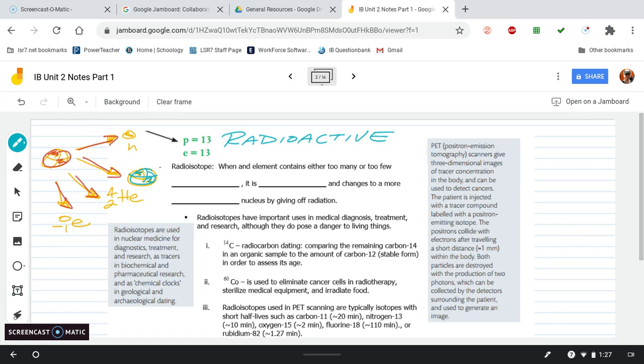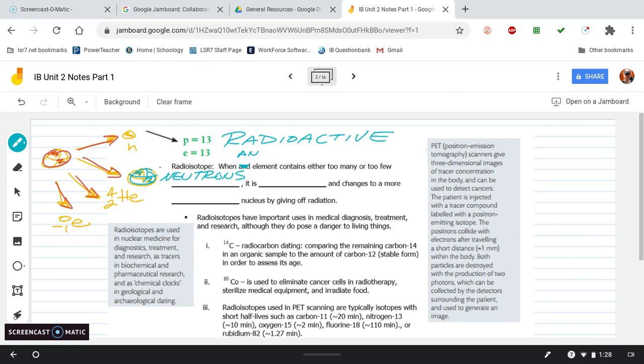So, okay, let's take a look at our definition. So a little error here. It says when, and I need to fix that. So let's cross that out and say when an element contains either too many or too few neutrons. And so your first blank there is going to be neutrons. So I'm kind of trying to squeeze that in there. Then it is going to be unstable.